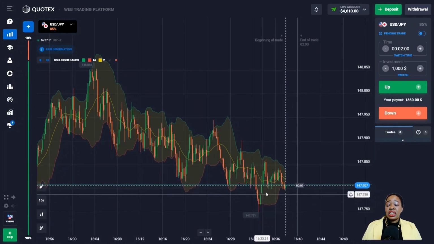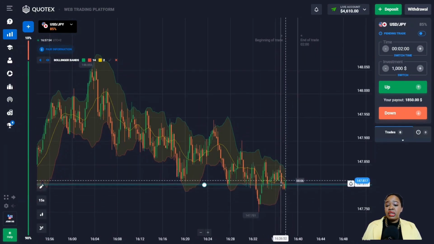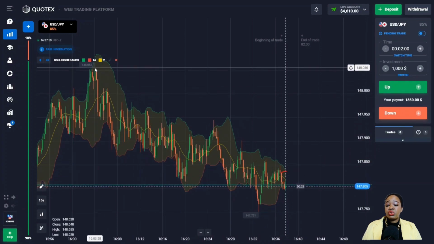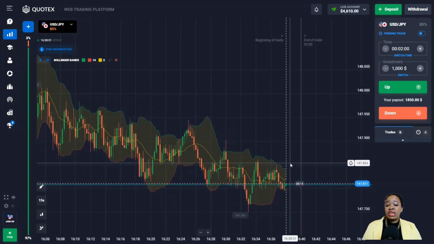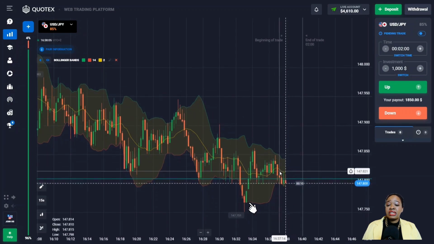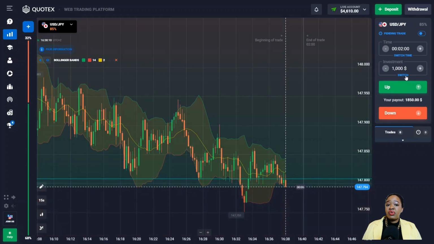So here you can see that we have another uptrend, but the price is increasingly pressing towards the support level. Since the price also broke through the moving average of the indicator from top to bottom, I'm thinking that it will break through the support level or test it like the last time. Therefore, I'm going to open a trade for a fall for 2 minutes.